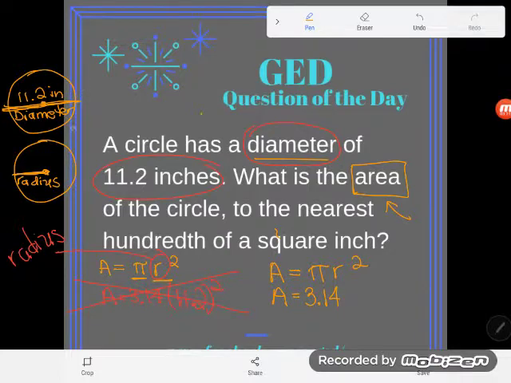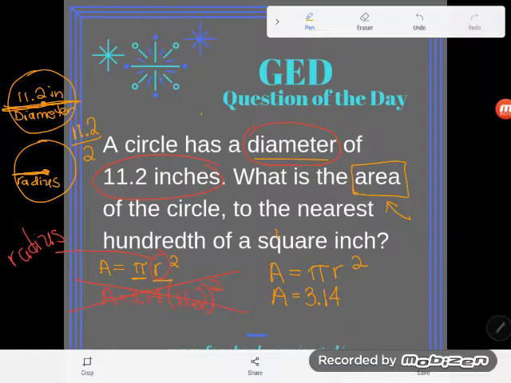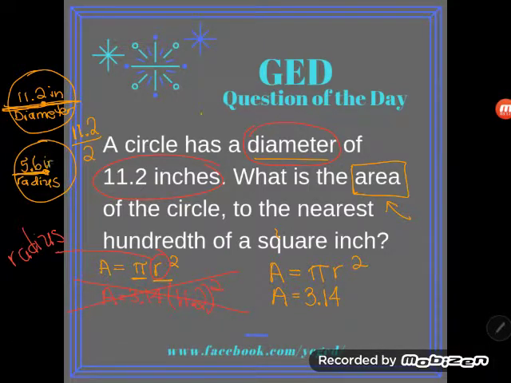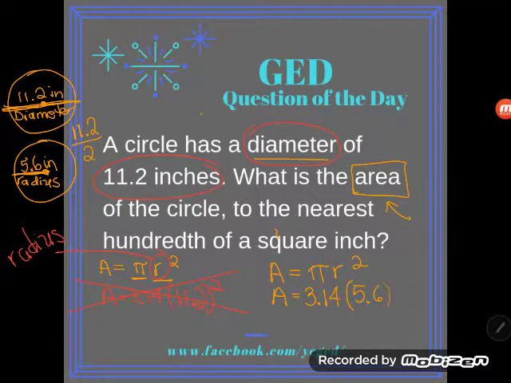So I'm going to have to start with the diameter. I'm going to have to break it in half. A really easy way to half something is to divide it into two equal pieces. So that's what I'll do. The radius here is not going to be 11.2. It's going to be 11.2 divided by 2. It's going to be 5.6 inches. What a GED style trick. Let's plug in 5.6 for the r.